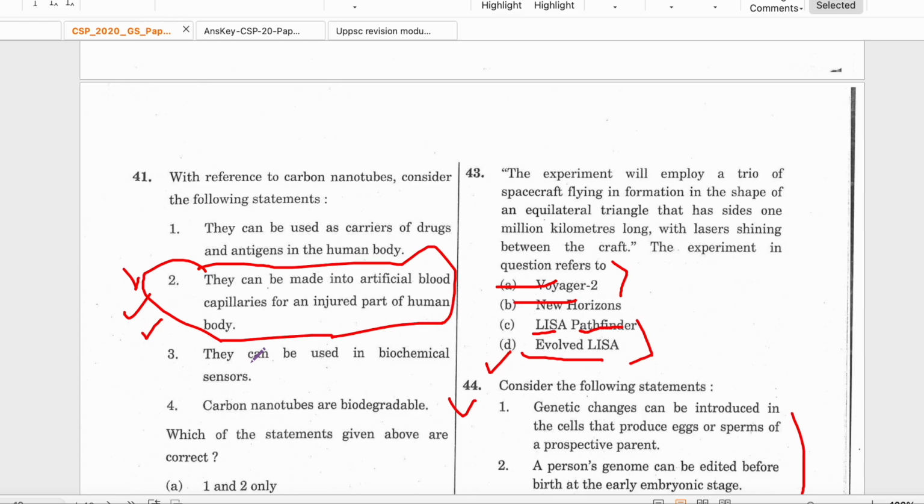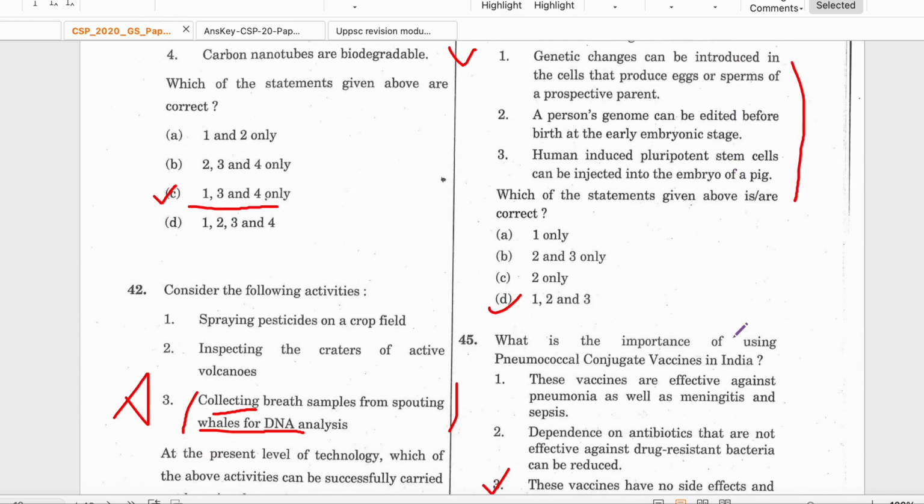No, LISA has come twice, so the answer has to be among these two. Okay, either LISA Pathfinder or Evolved LISA. 50-50 you can arrive. The answer was Evolved LISA, but in such questions you can take a risk, and this is a calculated risk. It's not something which is uncalculated or risky.